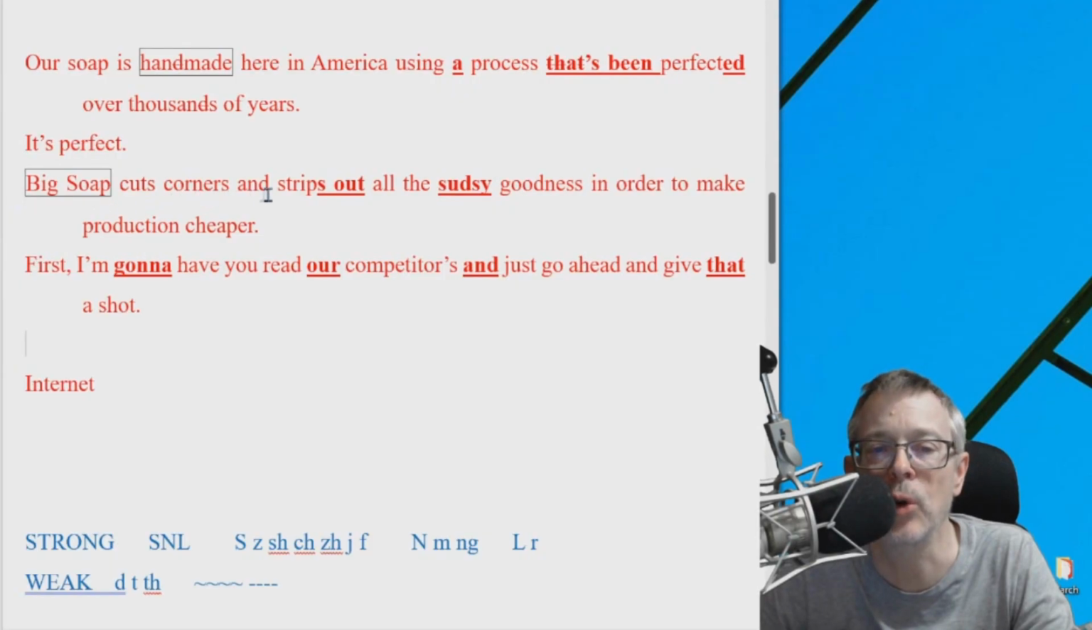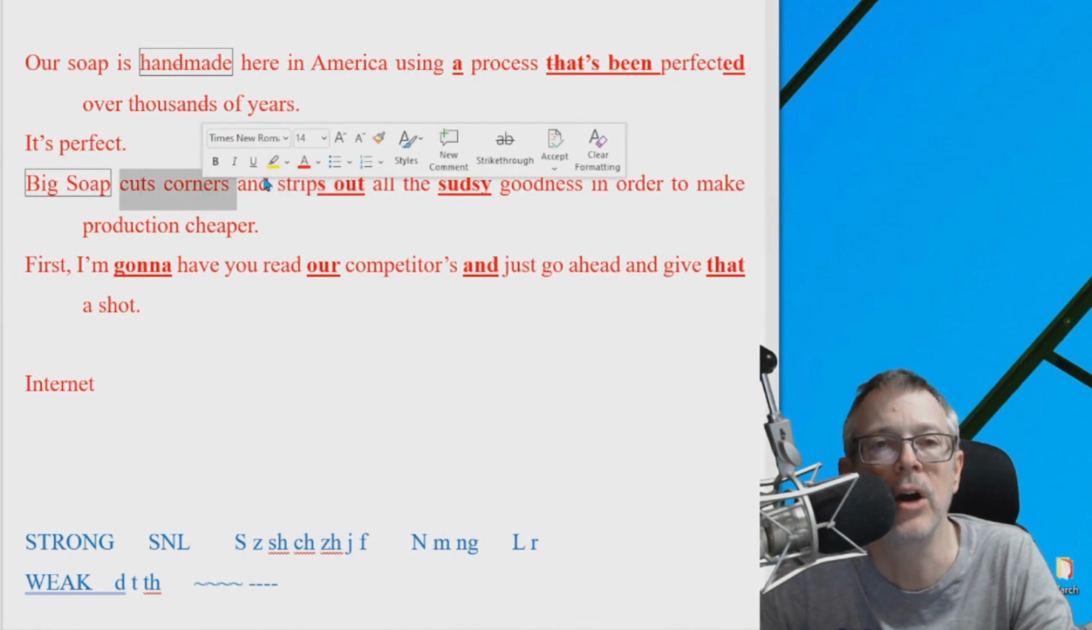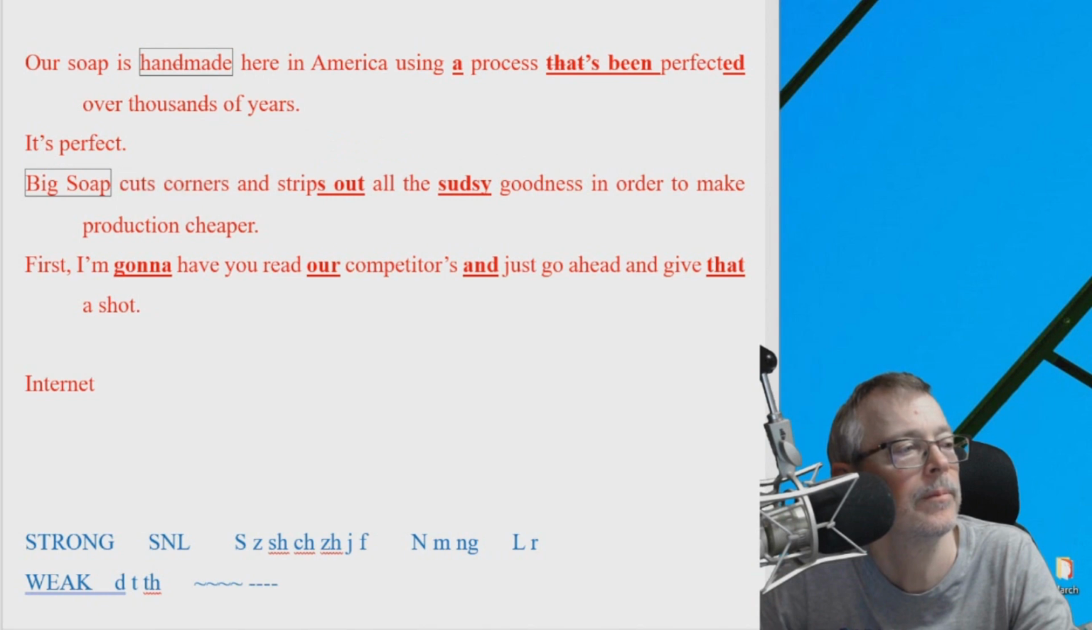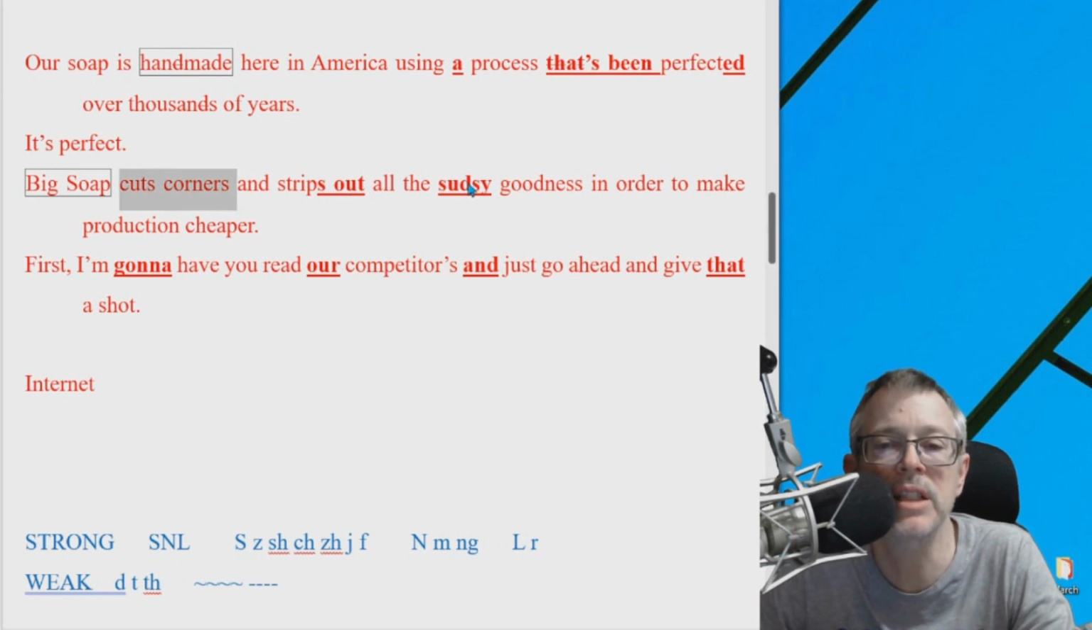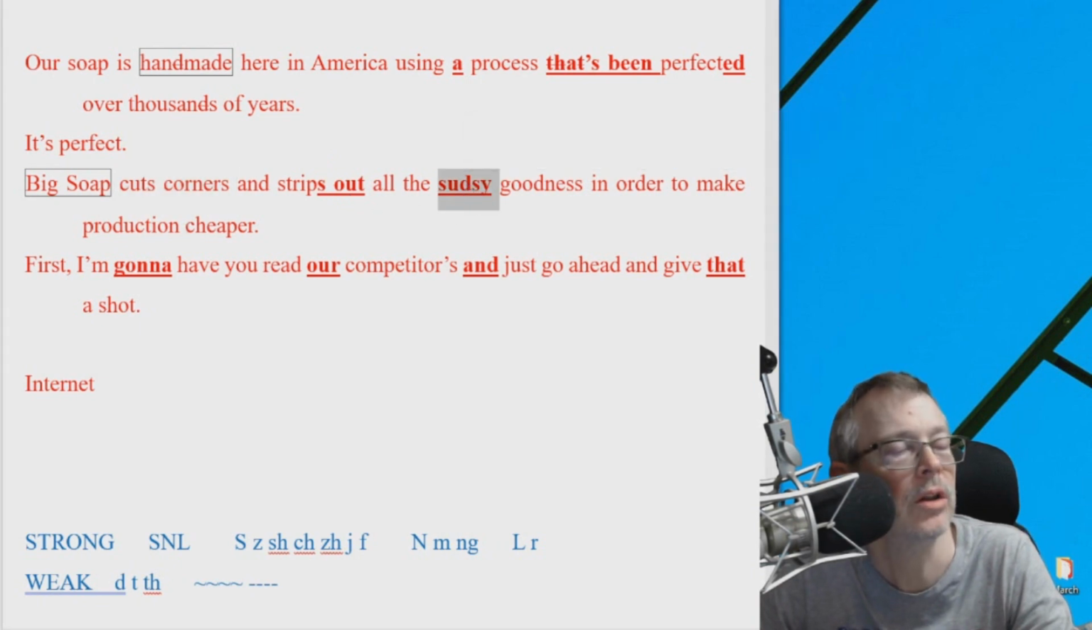Big soap cuts corners and strips out. Phrasal verb: cuts corners, great phrase, and strips out. Big soap cuts corners and strips out all the sudsy goodness. Yeah, so strips out, new phrasal verb for almost all of you. I'm sure all of you. Sudsy, probably a new word for almost all of you.